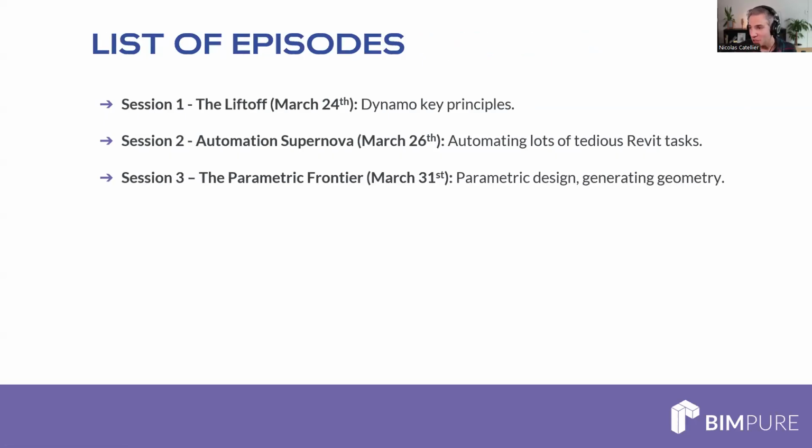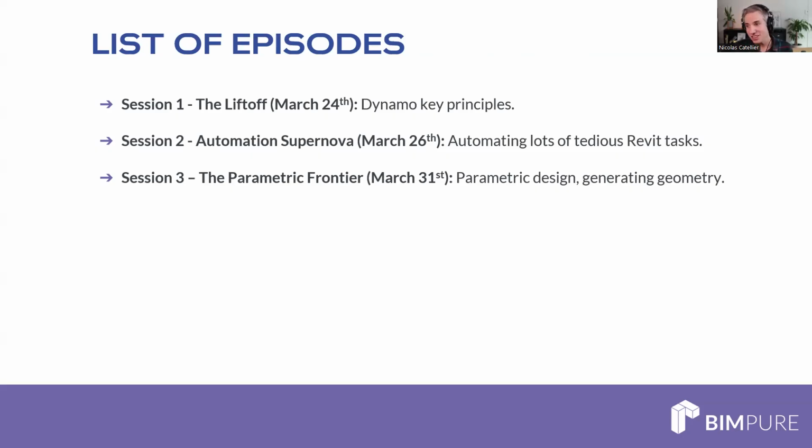The list of episodes during this series, we have 3 of them. The first is right now, we'll learn the key Dynamo principles. On the second session, Automation Supernova, that's on Wednesday, we'll start to automate lots of tedious Revit tasks. We'll explore using Excel with Dynamo. We'll work with model groups. We'll change any parameters of any elements. And I will use real case studies of scripts that I've created in my career that actually help, and some of them are part of the BIMPure as well.